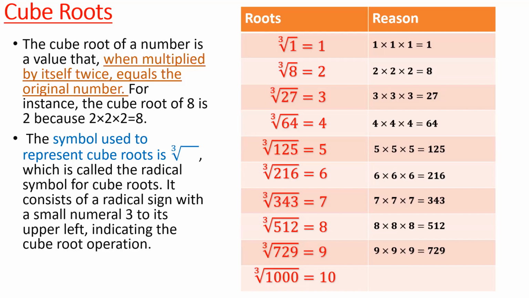10. Very good. Why is the cube root of 1,000 10? Because 10 times 10 times 10 is equal to 1,000. All right. And so that's how we get that. So these are the cube roots of different numbers. Make sure to write them down.